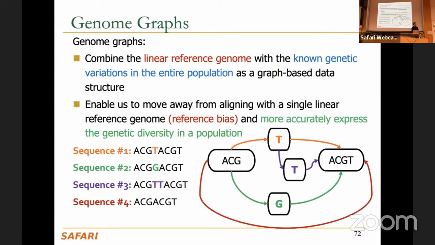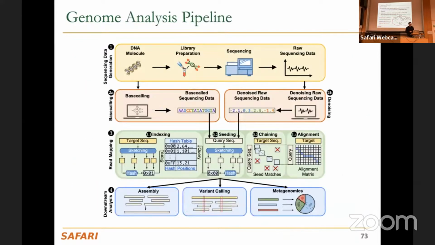And this is essentially a recent approach that the field is moving towards. And we're also interested in these directions. And this is essentially how the genome graph would look like to represent many different variations that a single reference genome cannot represent. So this is the read mapping step.